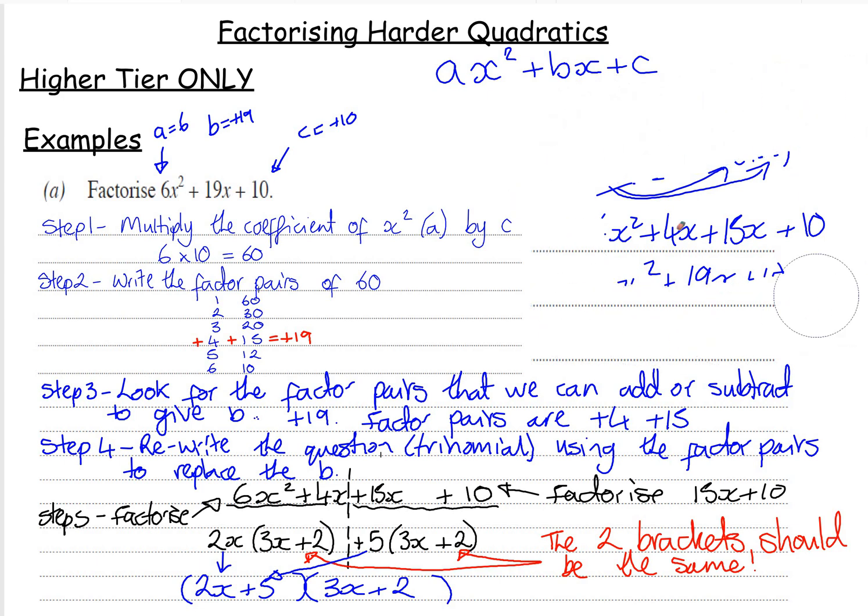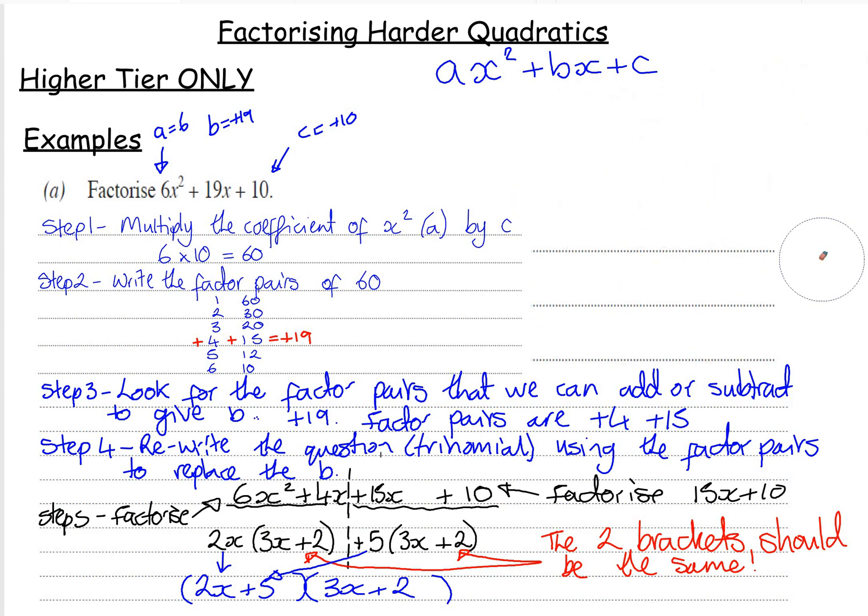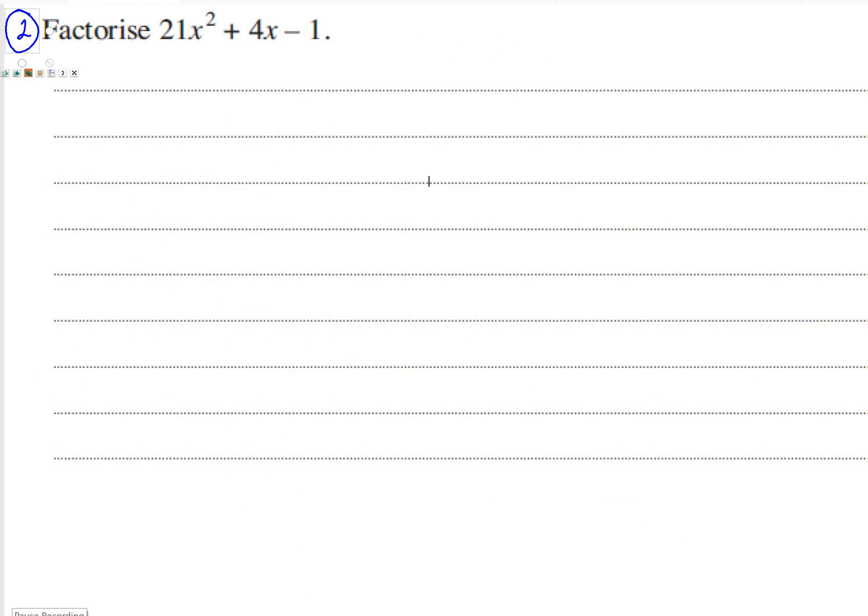Okay, so that's the first example. Quite a lot of steps there, but when we go through a few more examples now, it should make a bit more sense. Okay, let's look at example 2 here. So what's the first thing that we need to do? We need to take the coefficient of x squared and this number here. Don't worry too much about the sign at the moment. And we need to multiply those two together.